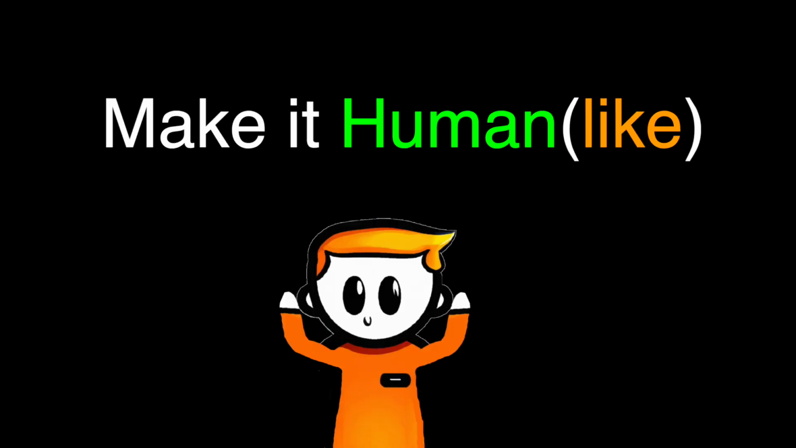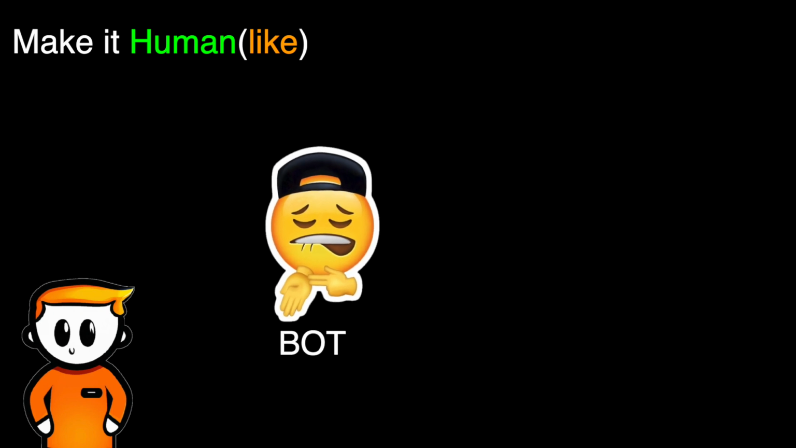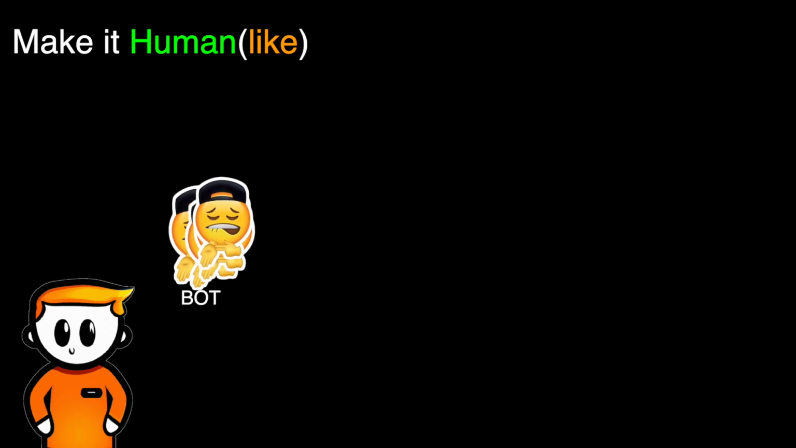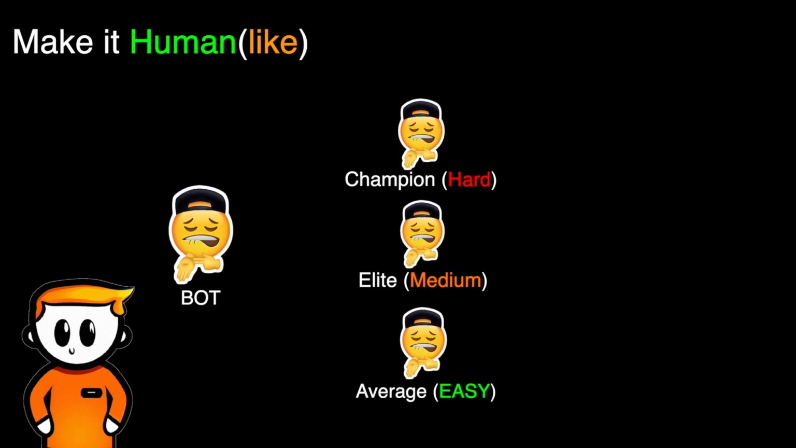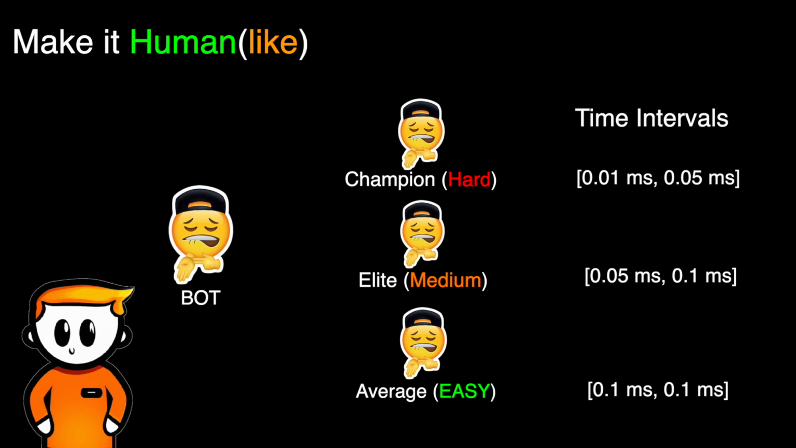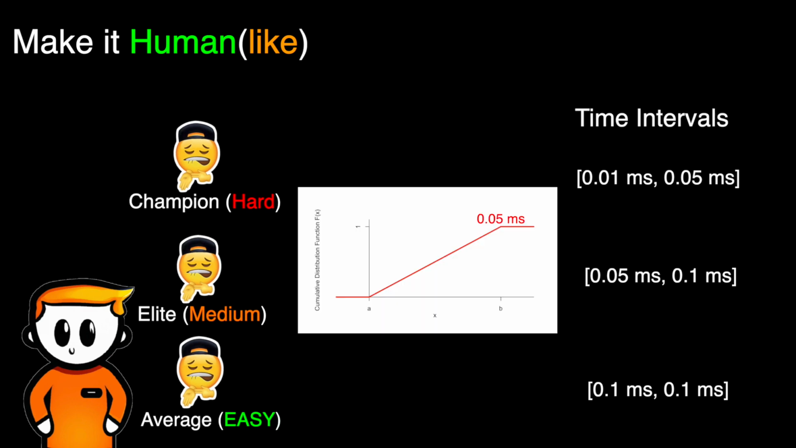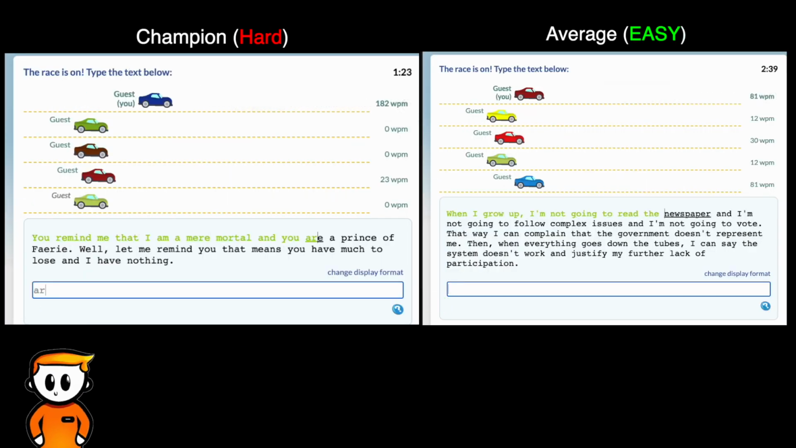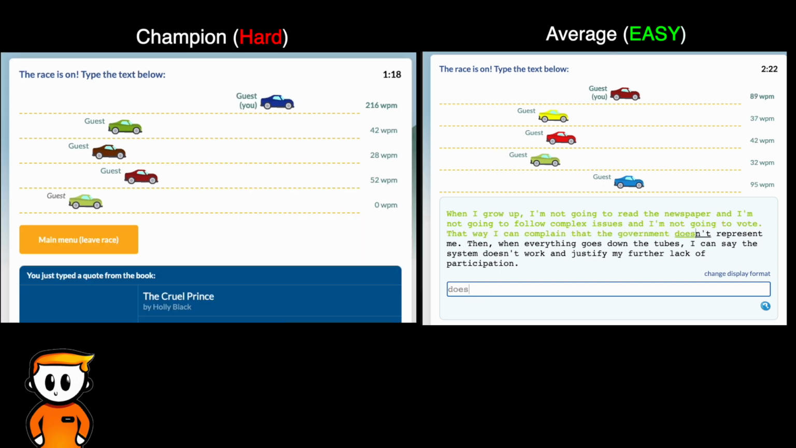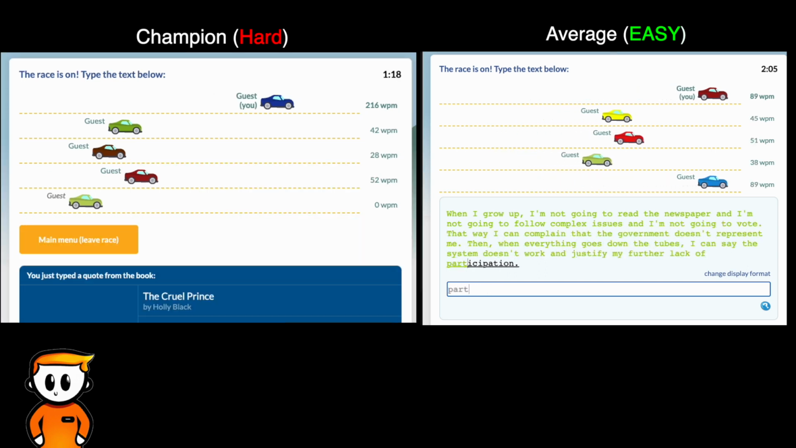To fix this, we need to make it act like a human. We are going to need 3 different modes for the bot: Champion, Elite, and Average, and they all type at different speeds. Each bot is given a range of delay between each character so that it doesn't type the same speed each time. Let's look at how the Champion bot and the Average bot perform side by side.